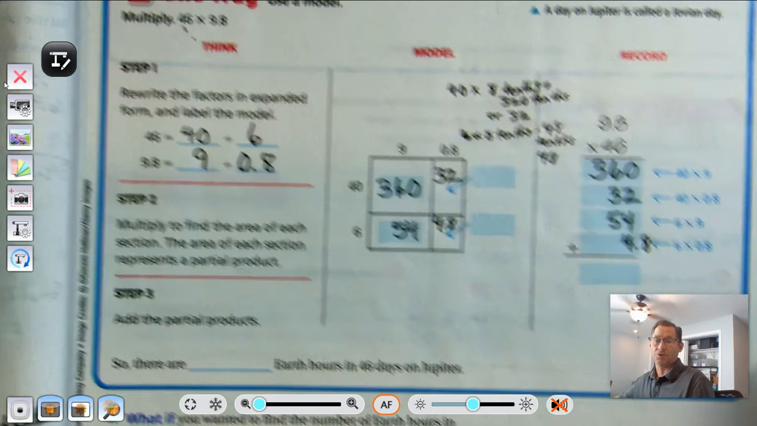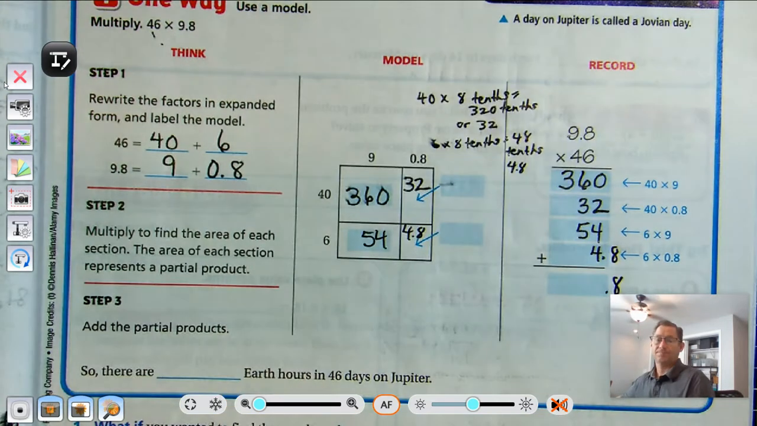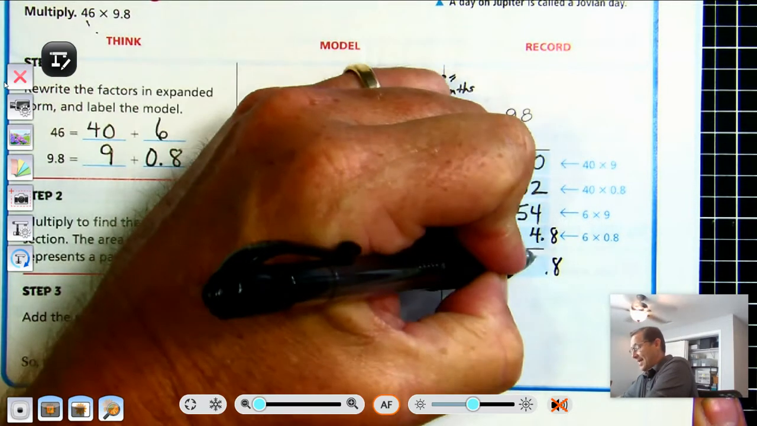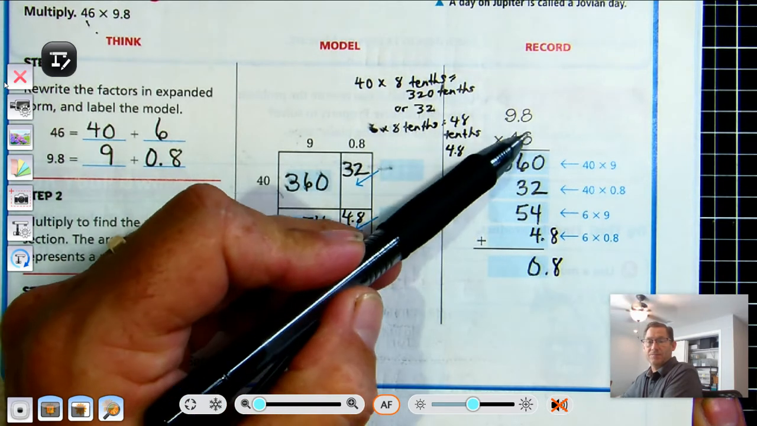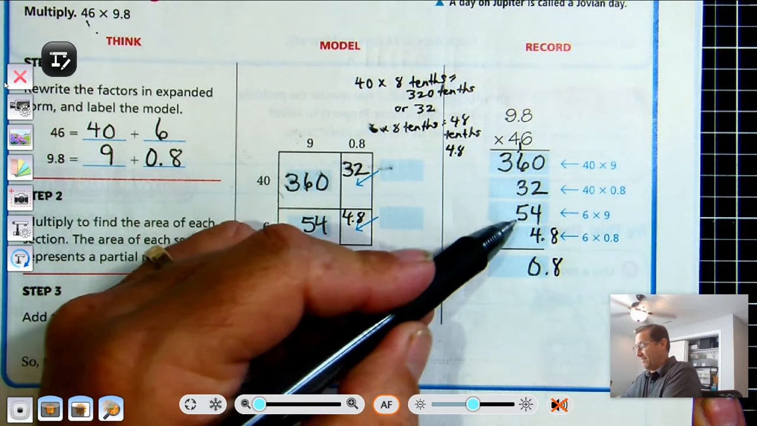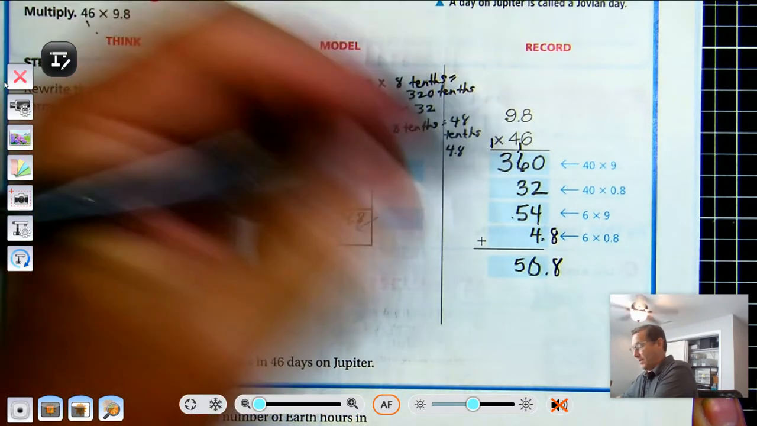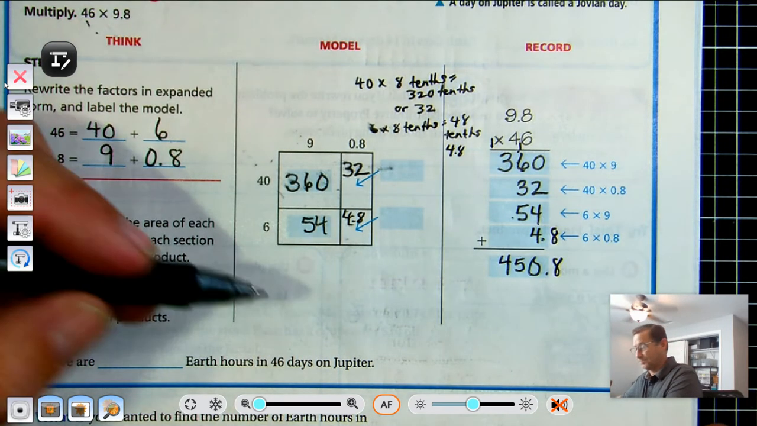And then we're going to add the partial products. So we have 8/10. We have 4, 4, and 2 is 10. We have 6 and 3 is 9, plus the regrouped is 10, and 5 more is 15, and 3 and 1 is 400. So 450 and 8 tenths.